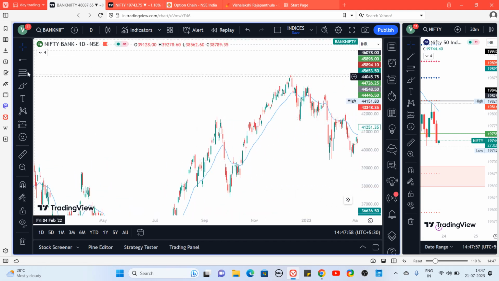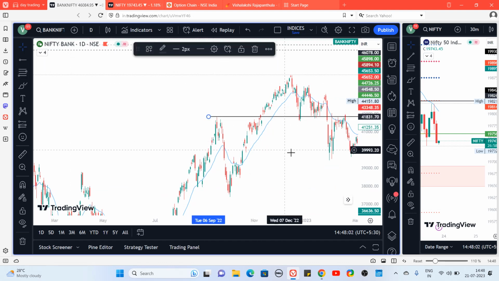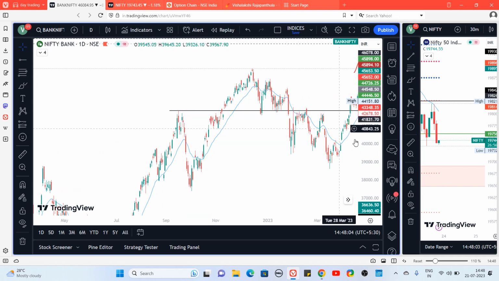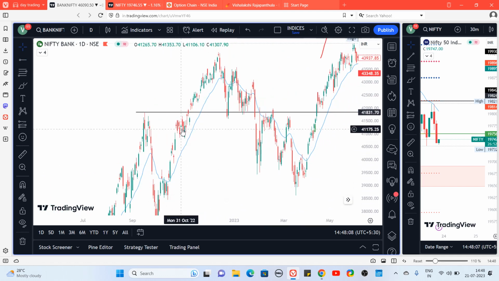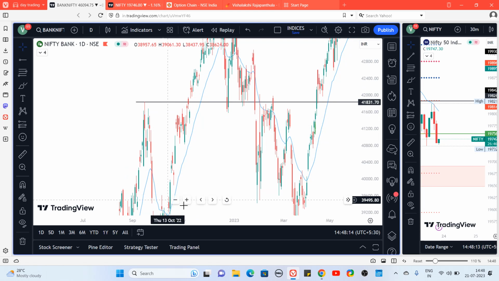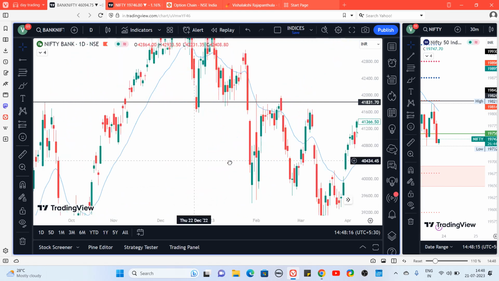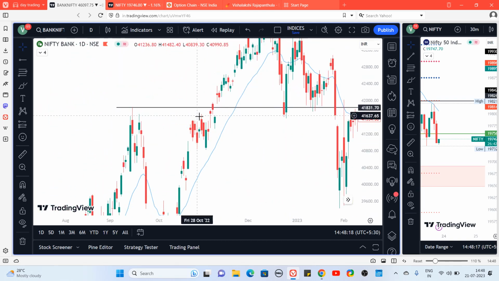What you should do is you have to mark this level. Once you mark this level and there is price coming near this area, there are two ways to happen. Two things can happen. One, there is a rejection here, or there is a breakout like this.